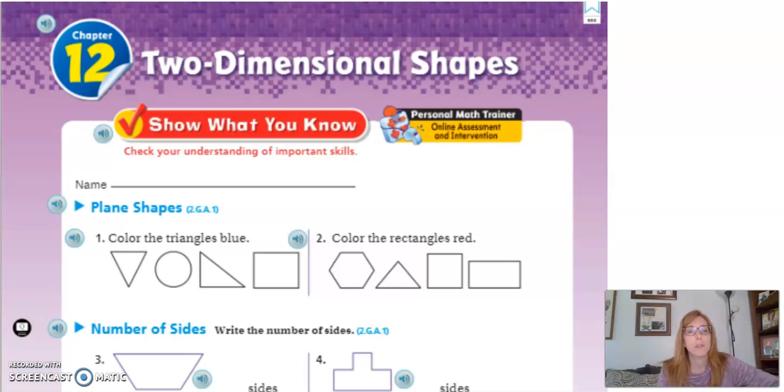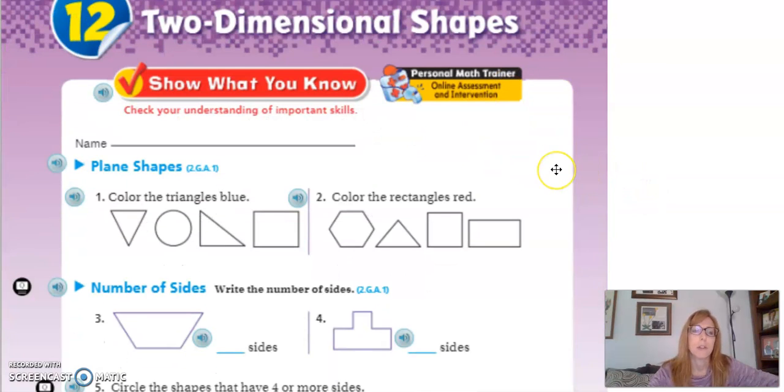So today we're going to get to know a little bit about shapes. We're going to do a little review here of what you know. It says, show what you know, and it says, check your understanding of important skills. So hopefully you've turned to the opening page of chapter 12.